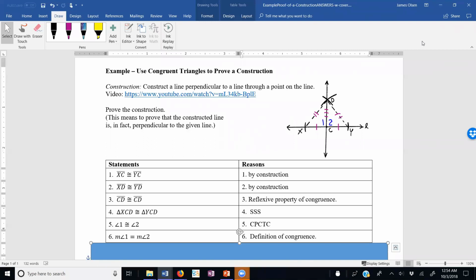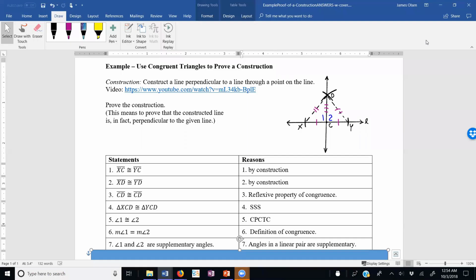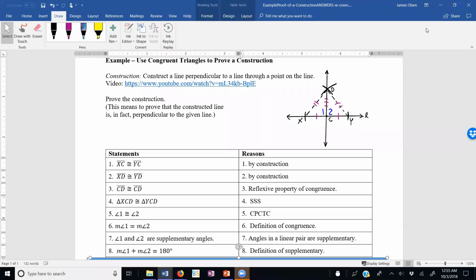Before we talk about them being a linear pair, I'm now passing to the numbers. Notice that this is an equal sign, and I have the measures of the angles being equal. This is definition of congruence. Angle 1 and angle 2 are supplementary angles. The reason is that angles in a linear pair are supplementary. This means that the measure of angle 1 plus the measure of angle 2 equals 180. That's the definition of supplementary angles.